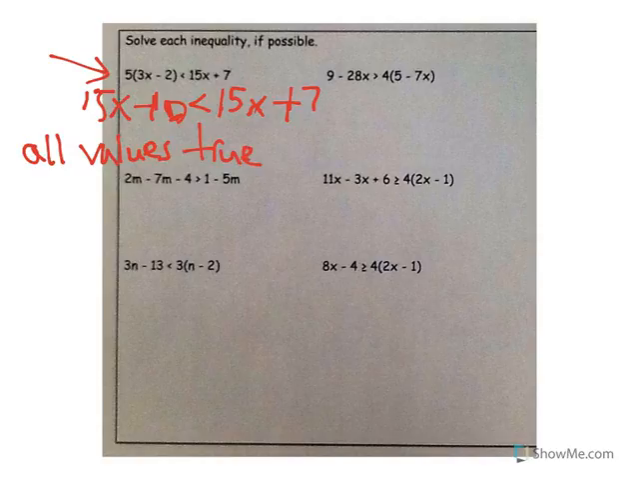But the reverse can happen, so let's see if we can find one like that. And that's one over here. If we look here, 9 minus 28x is greater than 4 times 5 minus 28x. So let's see if that works here. We're going to go ahead and change this. It's going to be 9 minus 28x. We're going to distribute that 4, so it's going to be 20 minus 28x.